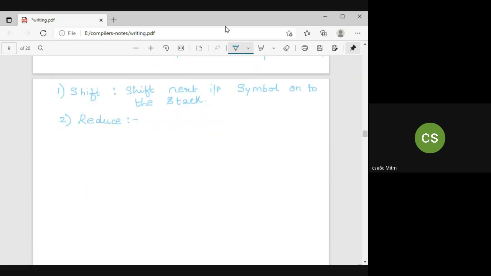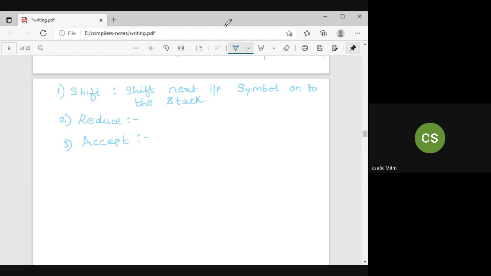Third operation is accept. Announce successful completion of parsing.